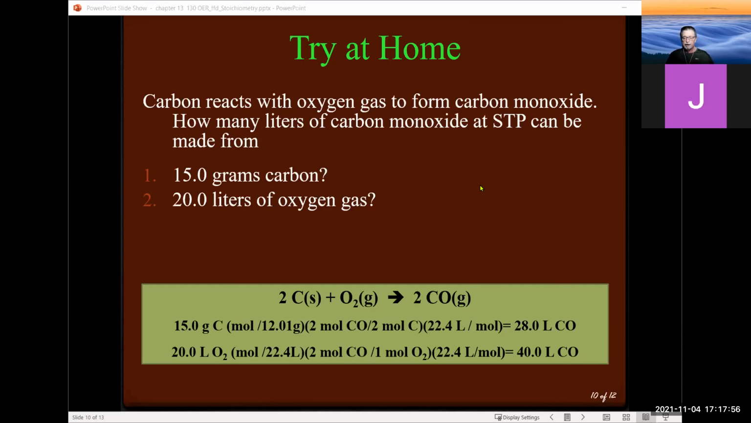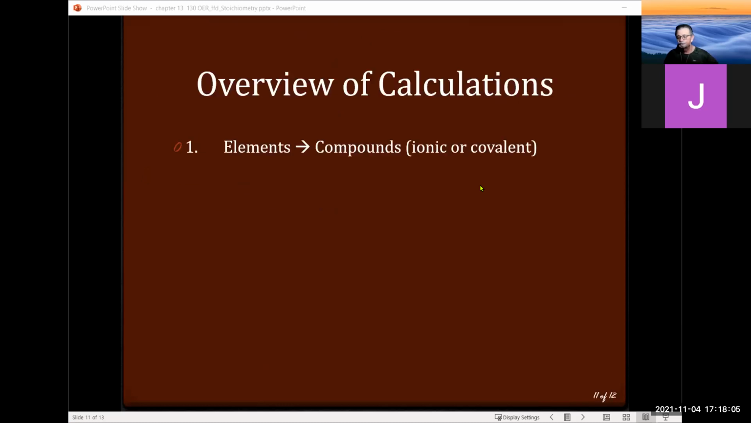The problem is shown there, but don't look at it, just see if you can come up with it. 28 and 40 for question 1 and 2. See if you can come up with it.